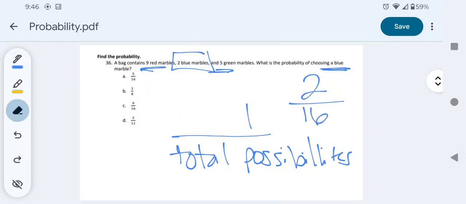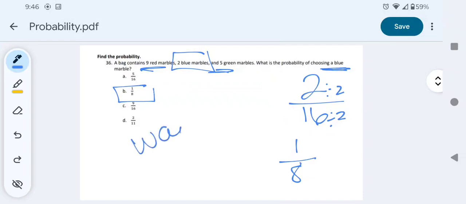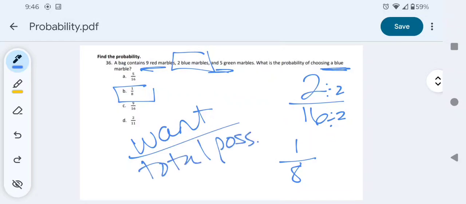Okay, we're going to simplify that. That's what we do in math. We always want to break it down to its lowest terms. So 2 and 16 can both be reduced by 2. 2 divided by 2 is 1. 16 divided by 2 is 8. Therefore, my answer is going to be 1/8. Okay, so just remember, probability is what you want to happen out of your total possibilities of things that could happen.